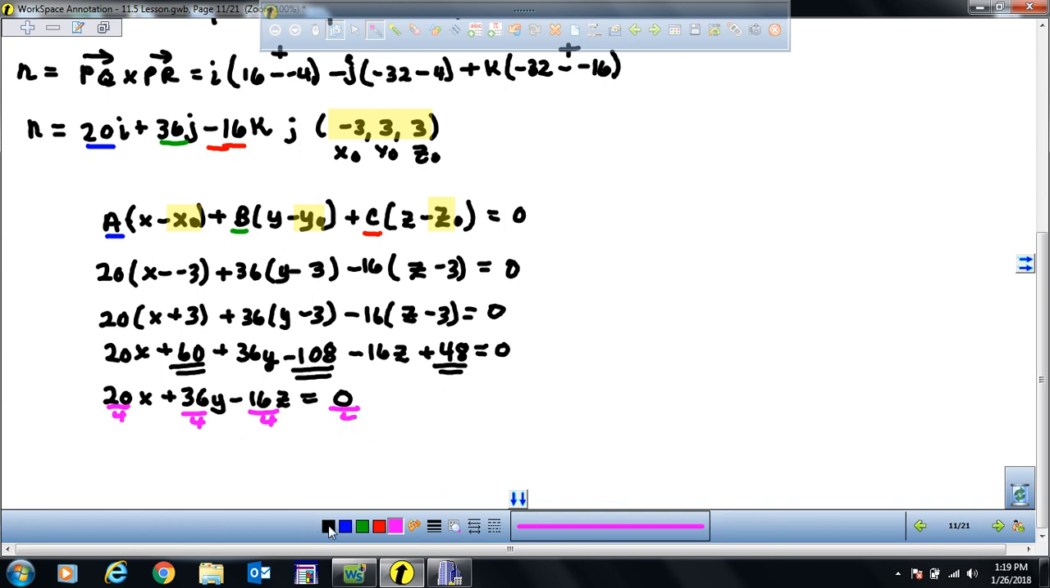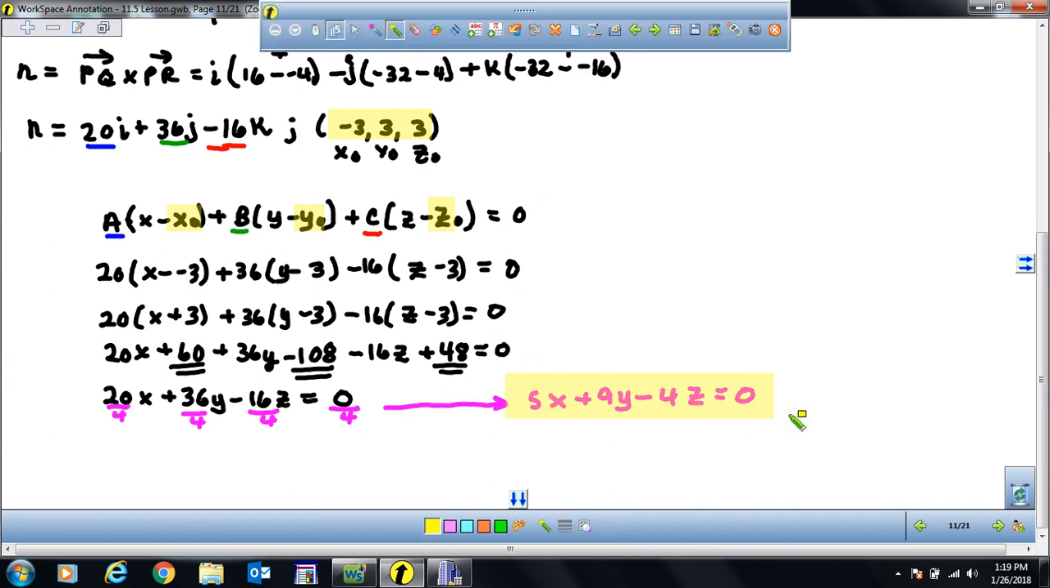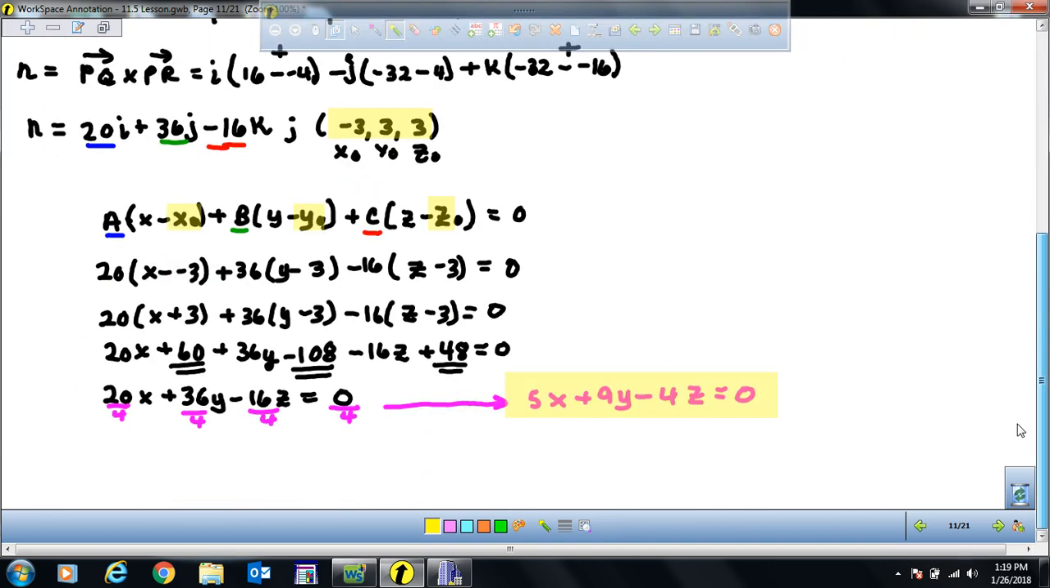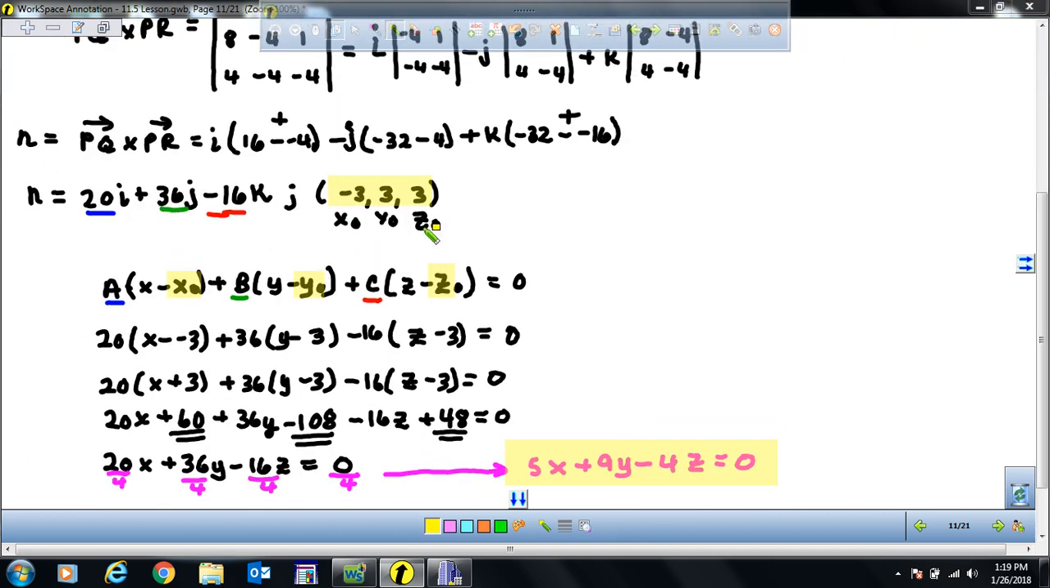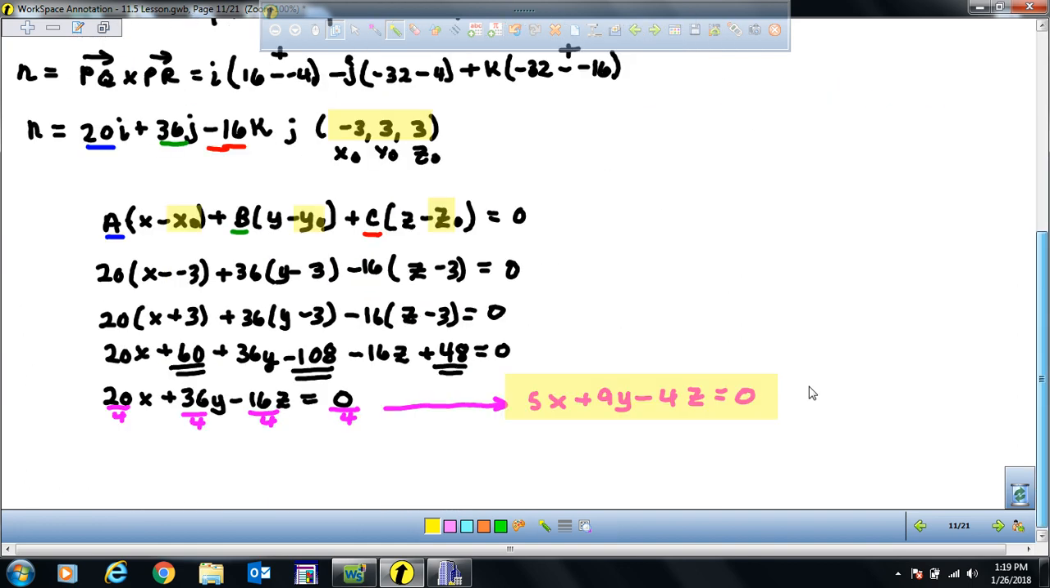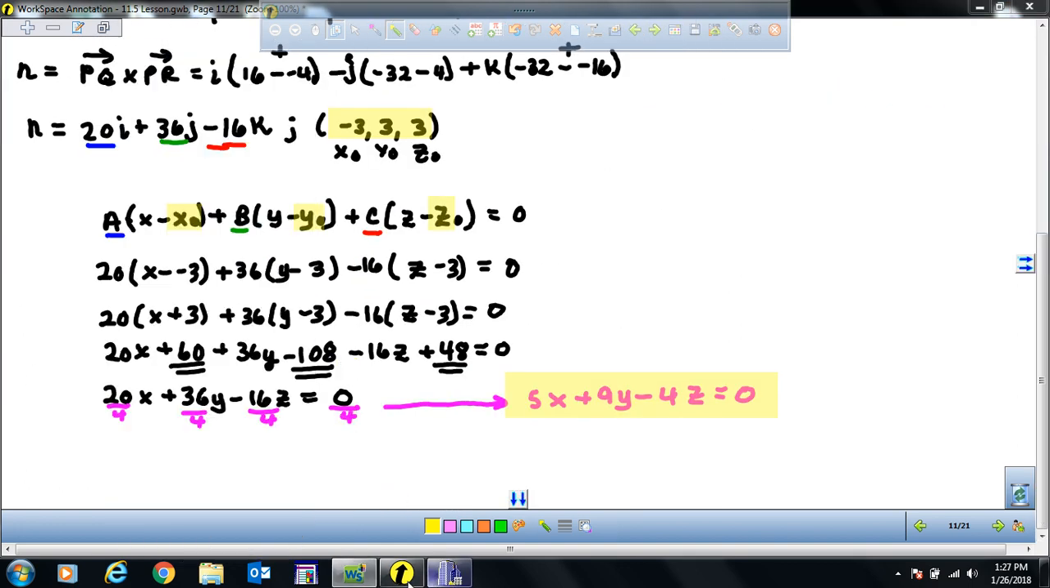If I divide everything by 4, that's going to give us finally the plane 5x plus 9y minus 4z equals 0. So this plane will basically pass through all of these points, and it would be perpendicular, of course, to this normal vector that we obtained, which is 20i plus 36j minus 16k. And the main thing is that it passes through the given points that it tells us right at the top.